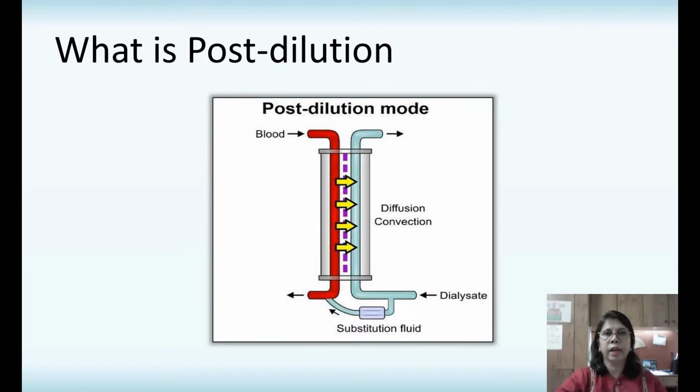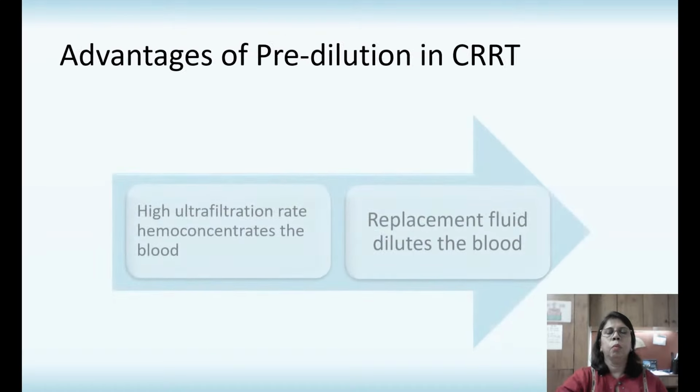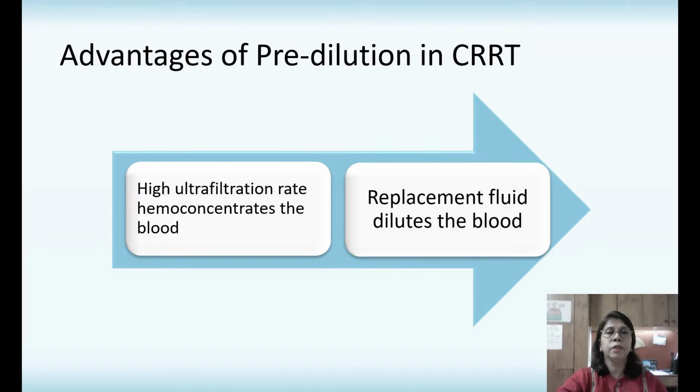So what is post-dilution or post-filter then? This is when the replacement fluids are added after the filter position. So here you can see blood from the patient is returned in this manner, but the substitution fluid or the replacement fluid is added after the filter has been attached. We must remember that the very high ultrafiltration rates which are set during CRRT can result in hemoconcentration of the blood. And pre-dilution or pre-filter replacement fluids help in diluting the blood.